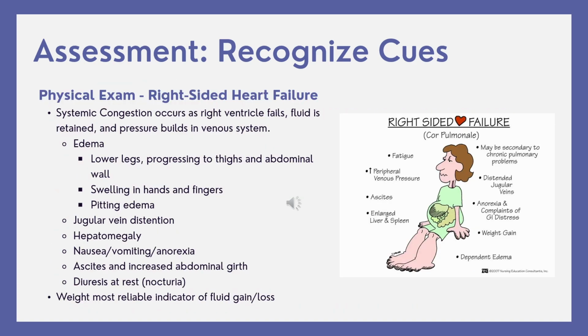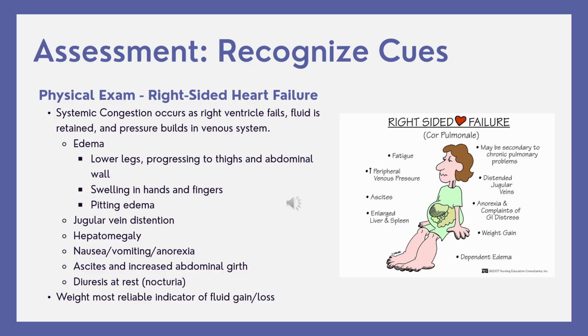All right, so now we're going to talk about right-sided heart failure, which again, primarily is going to lead to systemic congestion due to the inability of the right ventricle to effectively pump blood into the pulmonary circulation. So again, can't pump blood forward into the lungs, so it's going to back up into the body. So first things that we see, we're going to see obviously fluid retention. So we're going to see edema. This is typically going to begin in the lower extremities, but it may progress to the thighs, the abdominal wall, the hands, and the fingers.